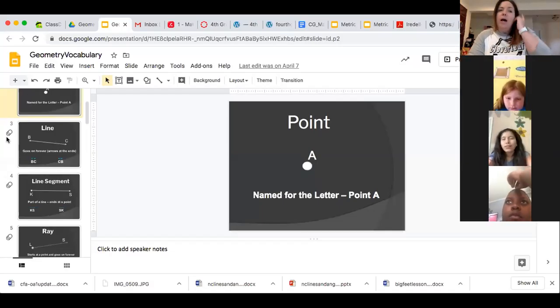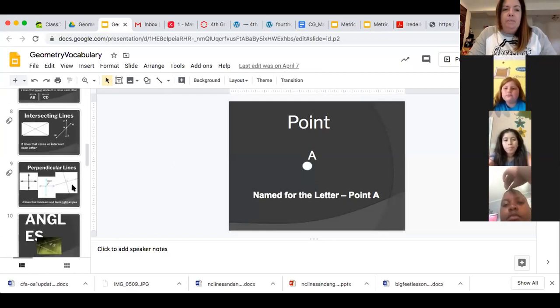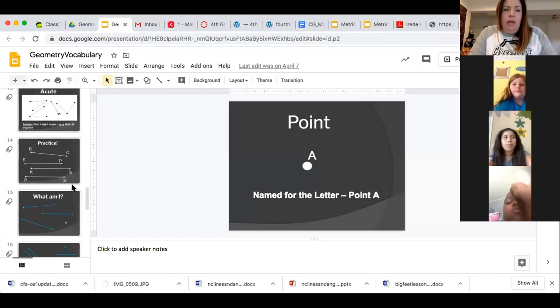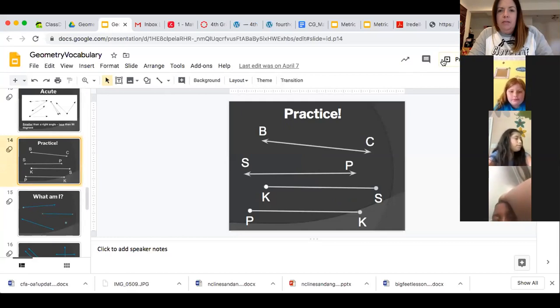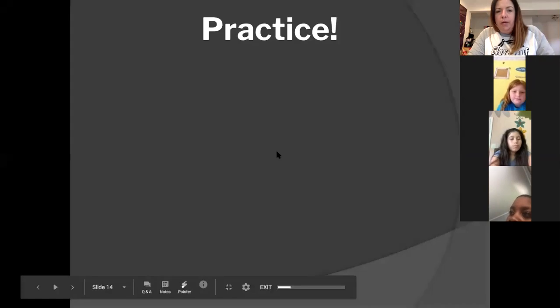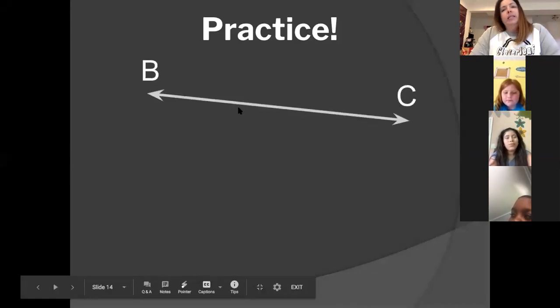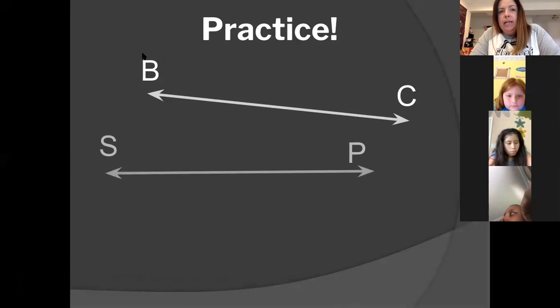So we've talked about vocabulary, geometry vocabulary. I'm going to show you this presentation mode. Just to review quickly, right? This is a line. We know that because of the arrows showing that it is going on forever.